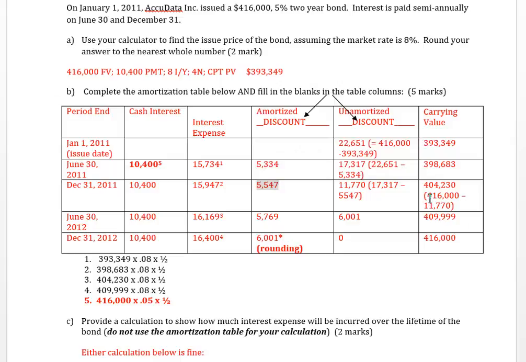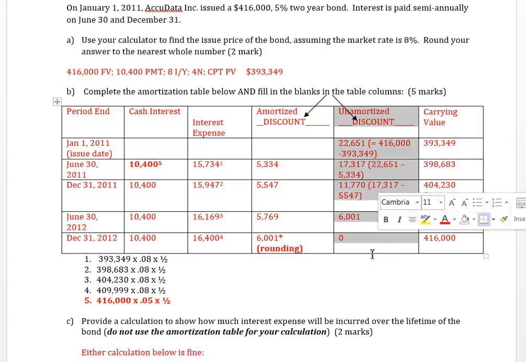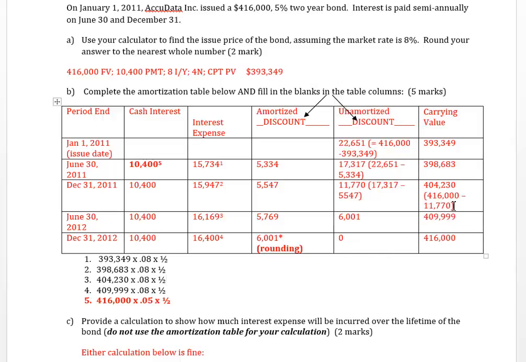I like to use this method only because it's the same as the way it looks on the balance sheet. The carrying value of a discount bond in your balance sheet is face value less unamortized discount. So because I have an unamortized discount column, I like to use that presentation when I'm calculating carrying value. Again, it's up to you.